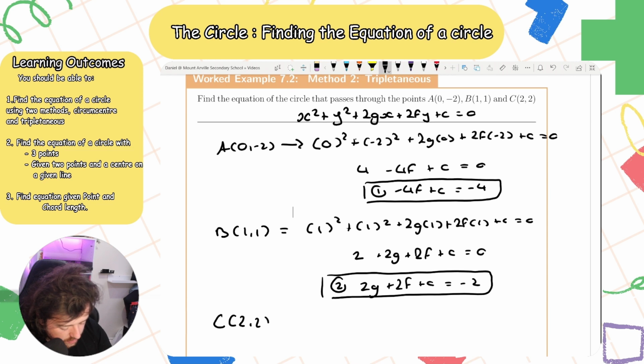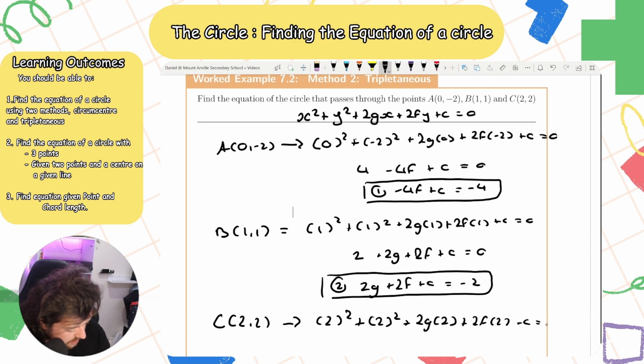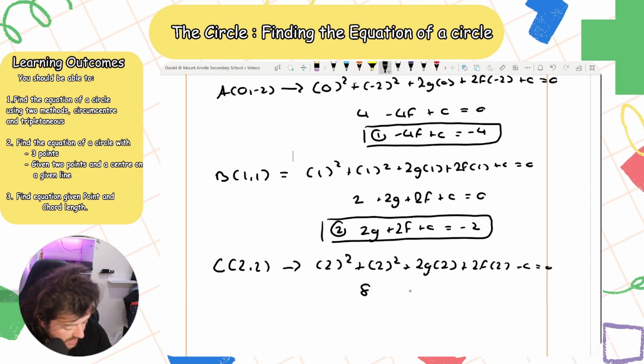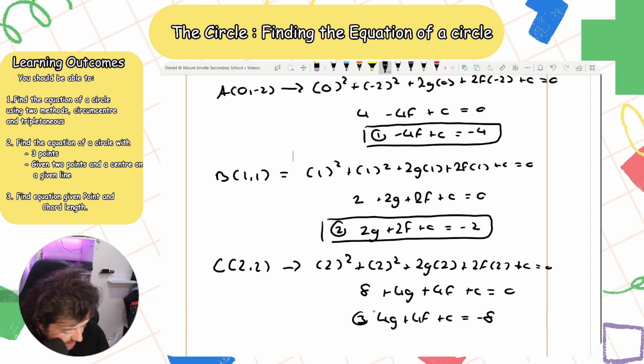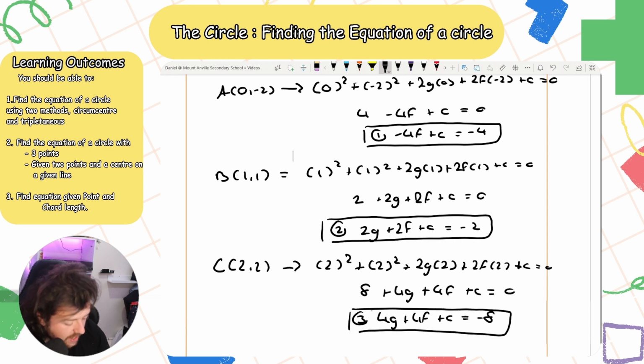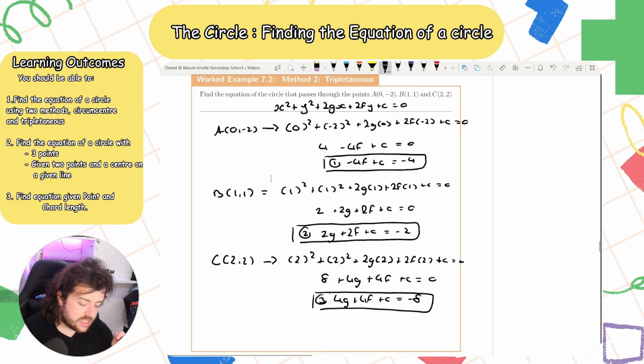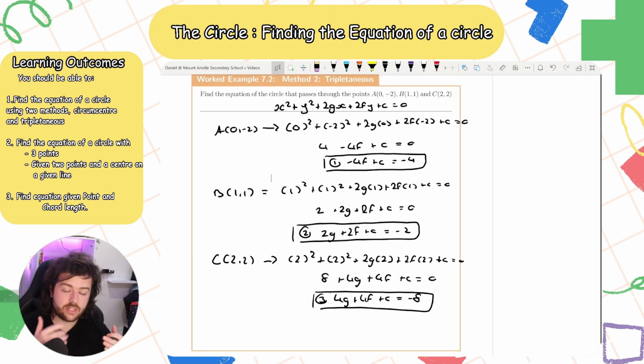C is (2, 2). Sub that in. I'm going to get 2 squared plus 2 squared plus 2g times 2 plus 2f times 2 plus c is equal to 0. So 4 plus 4 is 8 plus 4g plus 4f plus c is equal to 0. 4g plus 4f plus c is equal to minus 8. And that is my third equation. So as you can see, I have now developed 3 simultaneous equations.